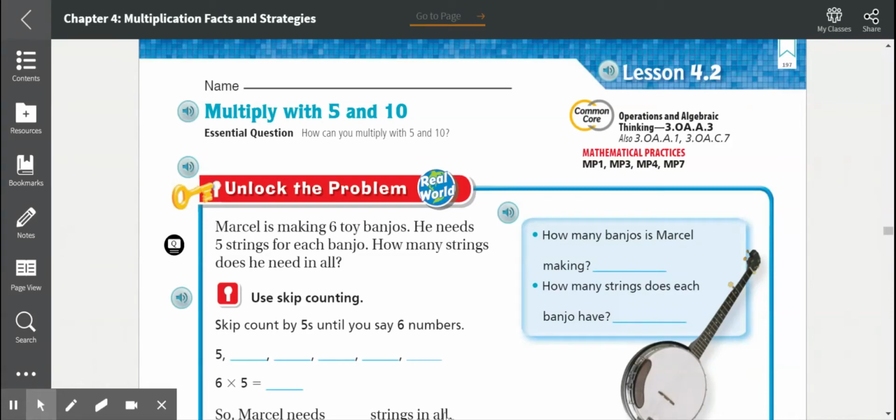Hi, third grade. Let's get started on math. Today we are on lesson 4.2, and that is multiply with 5 and 10. How can you multiply with 5 and 10?